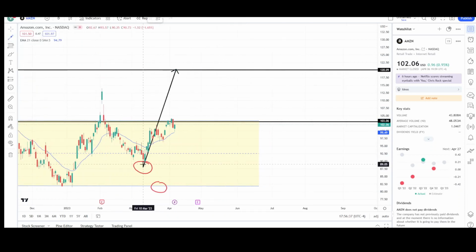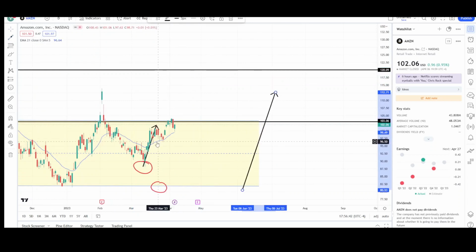And if we do a more near-term measured move, this is the first leg higher, and then prices made a two-legged pullback.